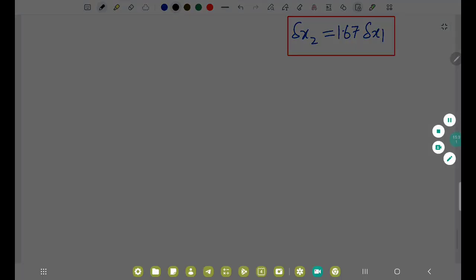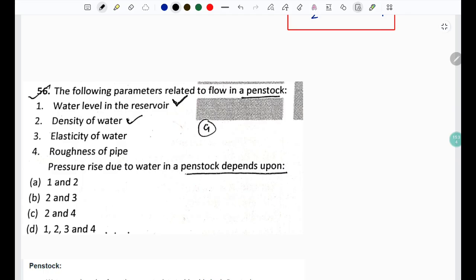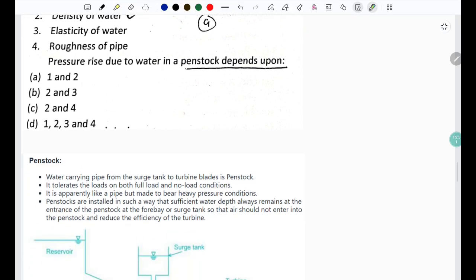Let's go to the other question. So here is another question where I made a mistake because I was not aware of how a penstock works and what the term meant. Pressure rise due to water in a penstock depends on. So first of all we'll understand what a penstock is, then we'll go about this question.